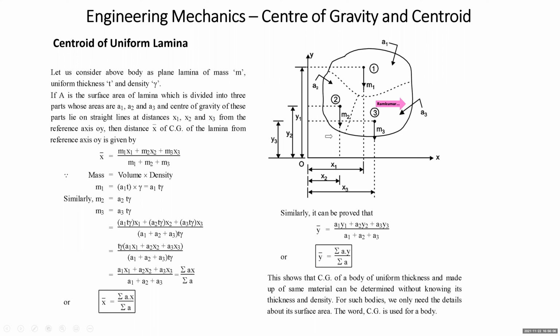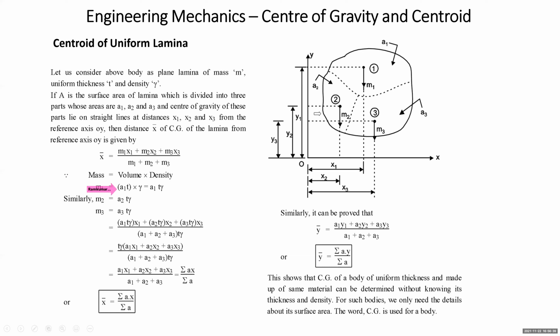As T is the thickness of this lamina and gamma is the density, now we come to the same formula we used at the previous level. X bar is m1 x1 plus m2 x2 plus m3 x3 divided by m1 plus m2 plus m3. Now we understand mass is volume into density. Suppose I want to find the mass of part 1. Mass is volume into density. Volume of part 1 is A1 into T. Density is gamma. So A1 T gamma is the mass of part 1.